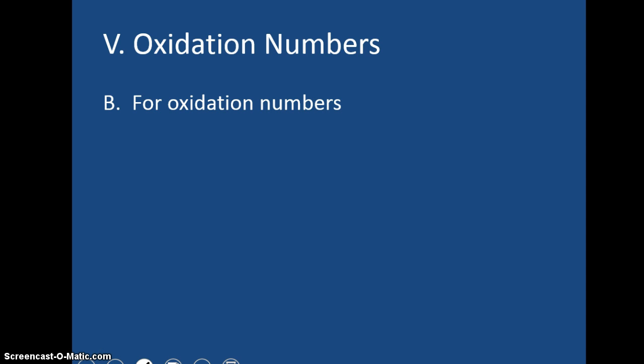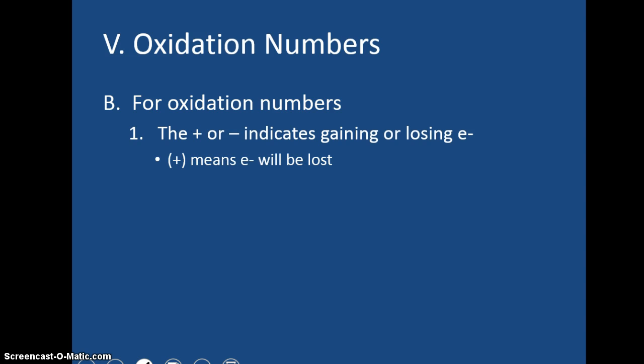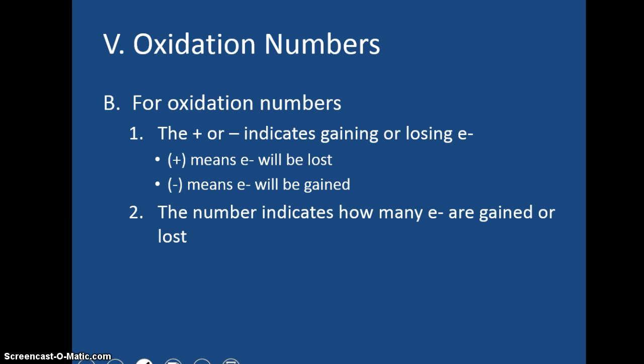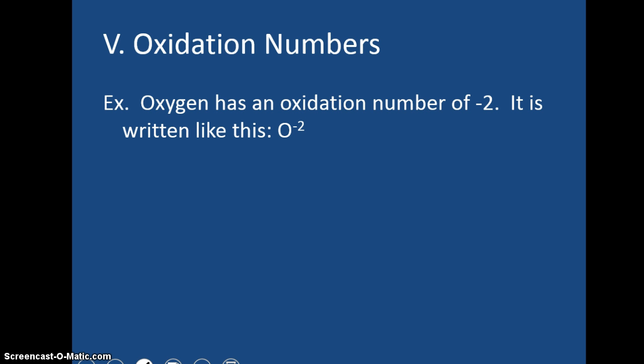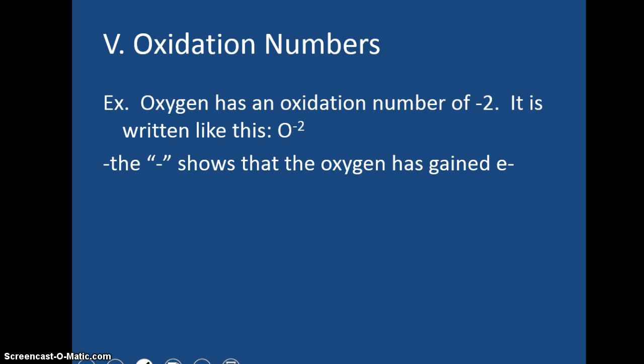For oxidation numbers, the plus or minus indicates gaining or losing electrons. The plus means electrons will be lost. The minus means electrons will be gained. The number indicates how many electrons are gained or lost. Oxygen has an oxidation number of -2. So it is written like this, where you have the symbol, the O, and then the -2 is a superscript. The negative shows that the oxygen has gained electrons. The 2 tells us it gained 2 electrons.